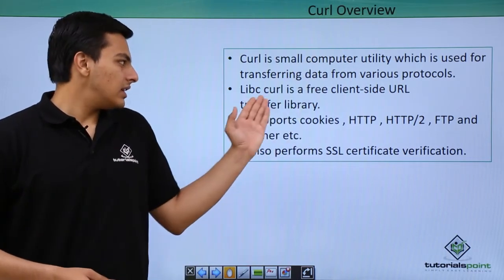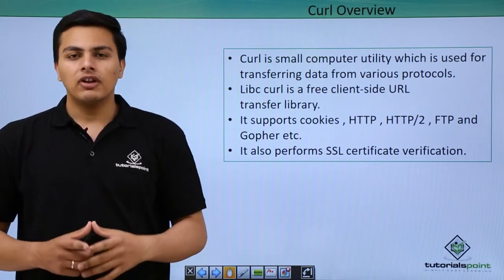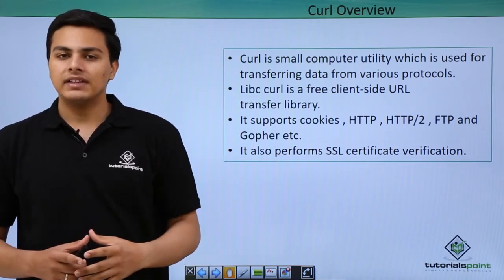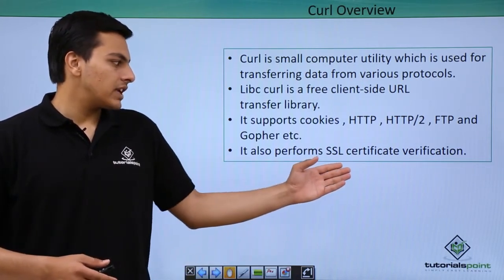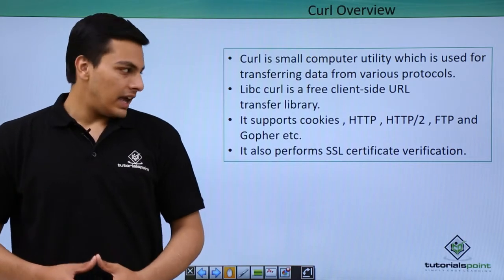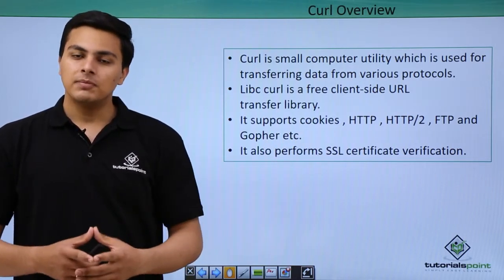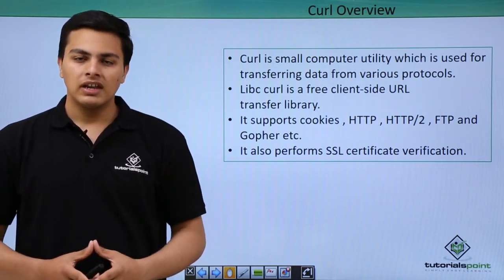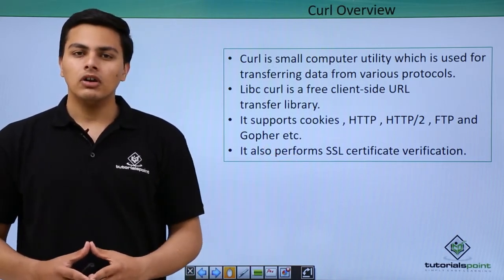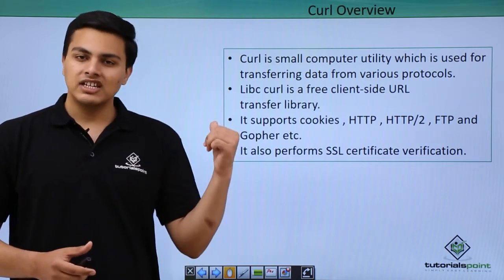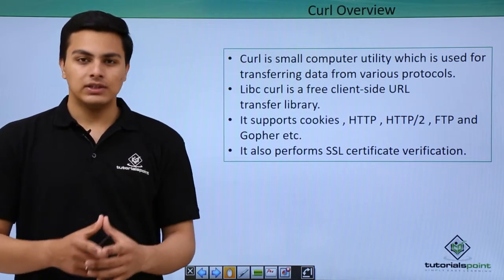Inside curl, there is one library called libcurl, which is responsible for requesting a resource and retrieving the data. With the help of curl, we can also do SSL certification verification, and curl also supports cookies, HTTP, HTTPS protocol, Gopher protocol, and so on. If you don't know what Gopher is, Gopher is a protocol which was used before HTTP for requesting a resource, but nowadays it's not used.